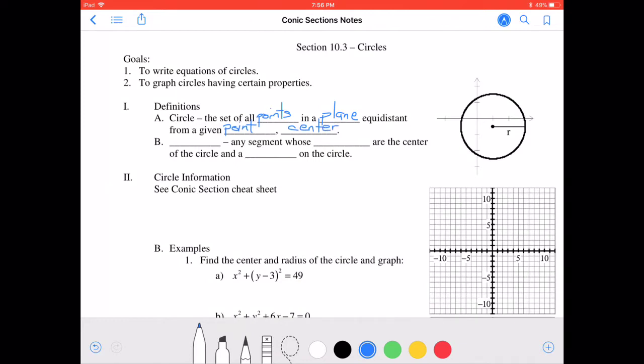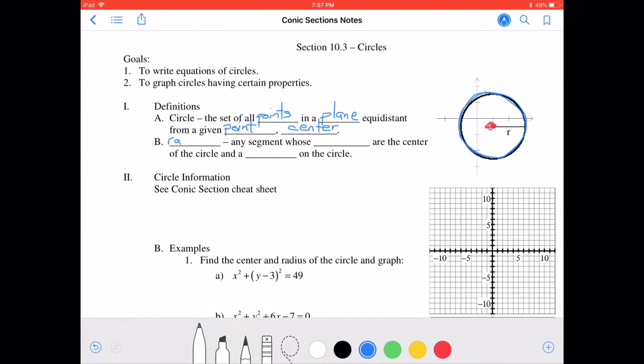So what that means is that on this circle right here, every point that I'm coloring in with blue right now is all the same distance to the center, which I'm coloring in as red. So all those blue points are the same distance away from the red point. So that equidistant part, that's what we call the radius.